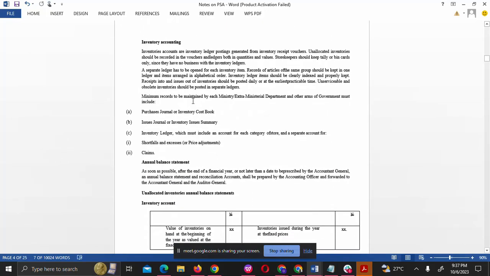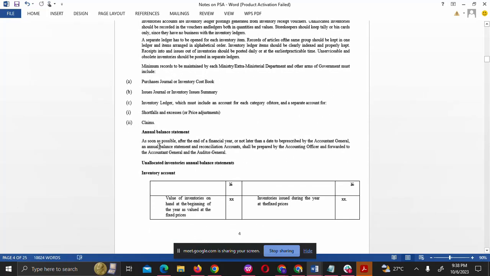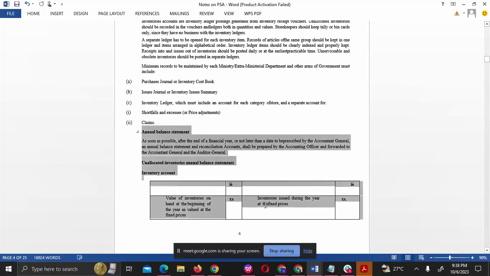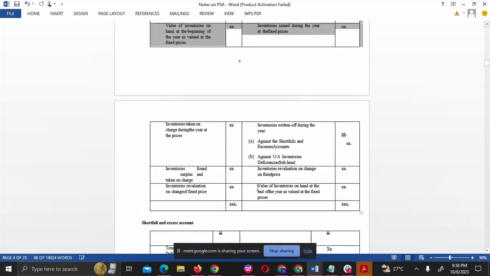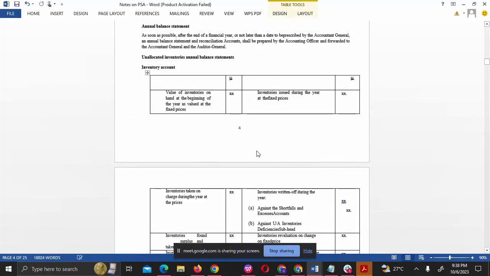For inventory accounting, an entity is expected to have the purchase journal or the inventory cost book, the issues journal or inventory issue summary, the inventory ledger or the store ledger, the shortfall and excess or price adjustment account, and also the claim account. At the end of the year, it is expected to have an annual balance statement. Here you have the format for an annual balance statement.